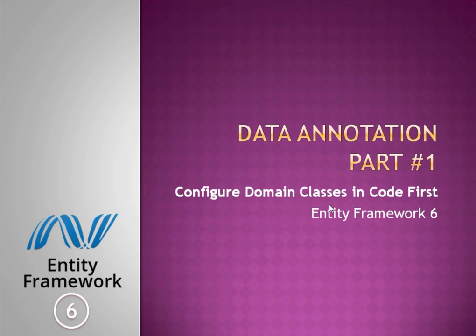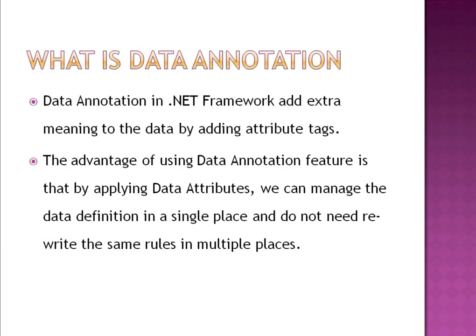So let us see what data annotation is first. You can say data annotation is a very broad concept in .NET, and we are going to study it in the context of the Code First approach. Basically, in a broad sense, data annotation in the .NET Framework adds extra meaning to the data by adding attribute tags. I hope all of you are familiar with attributes in .NET.